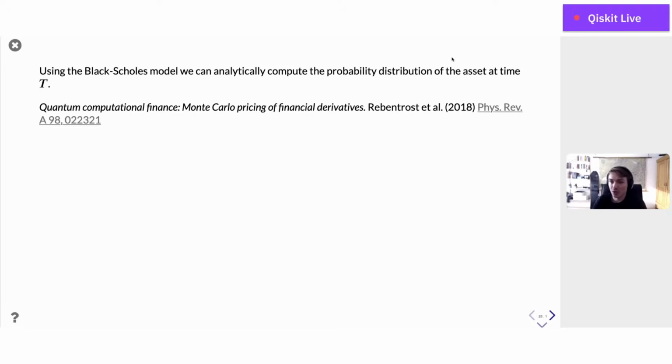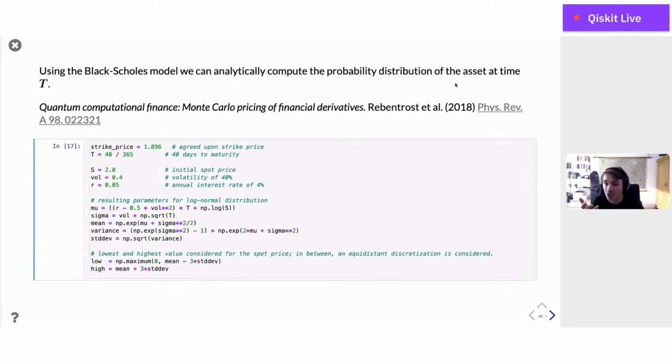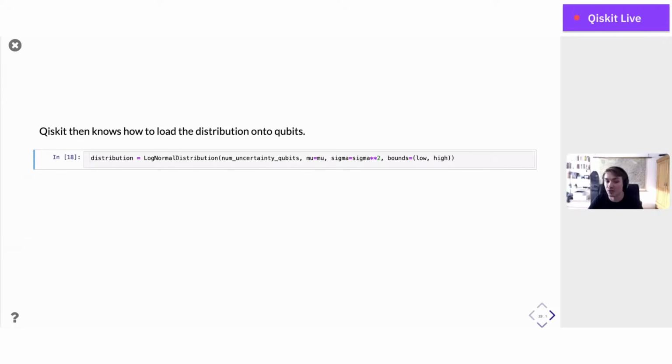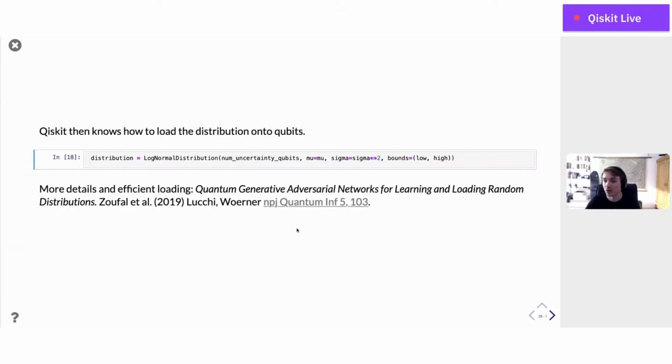If we use the Black-Scholes model to model the asset, then we know that at the strike time t, the asset can be described by a log normal distribution. I'm not going to dive into details of that. You can have a look at that paper. But here we just need to define the strike price that we agreed upon and the maturity date. And then we can do some math and we obtain the parameters for the log normal distribution. Once we have these, we can plug these into the log normal distribution object for Qiskit, give it the number of qubits that we use to model it, the mu and sigma, and then it can load the distribution for us.